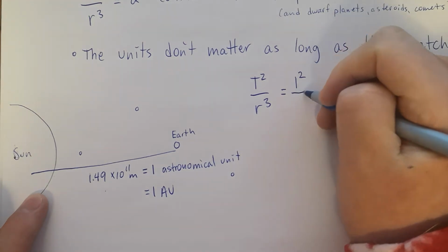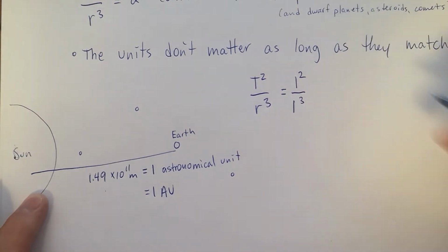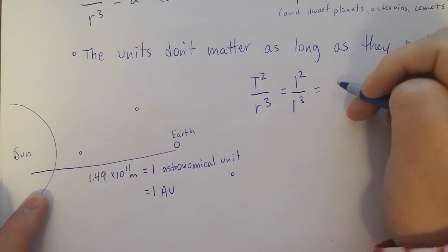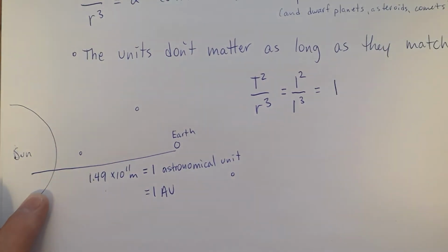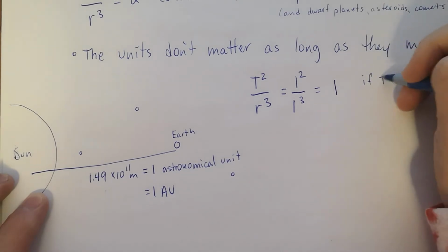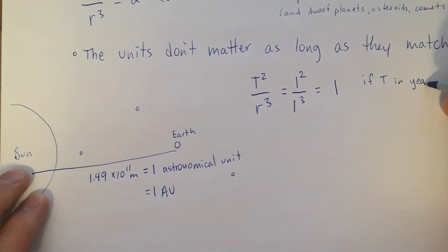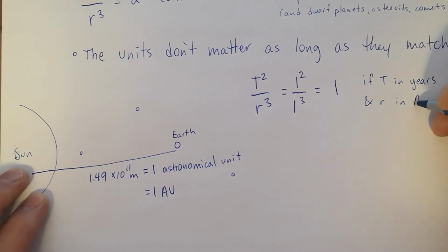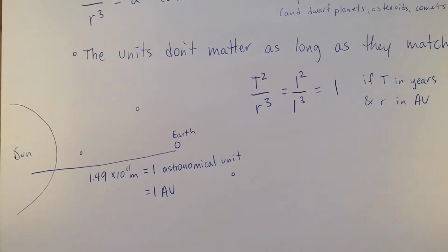So if we use AU as our units, check this out. T squared over r cubed equals 1 squared over 1 cubed. That equals 1, if T is in years, Earth years, and R is in AU, astronomical units. I'm going to show you why this is useful.